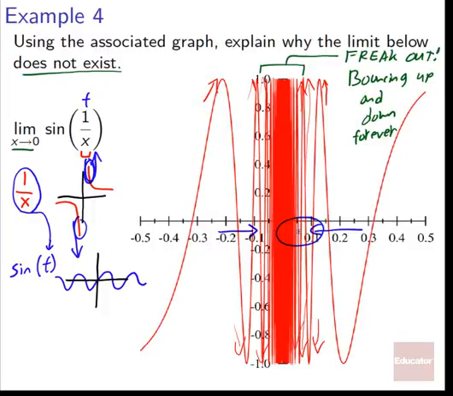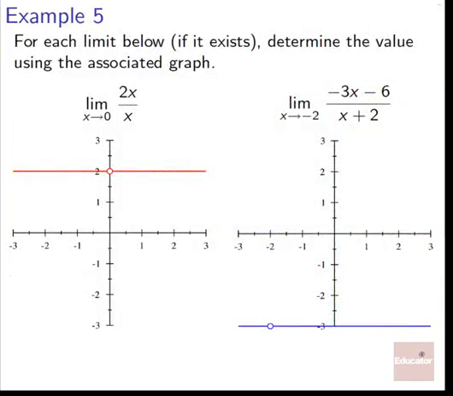All right, ready for our final example. For each limit below, if it exists, determine the value using the associated graph. So our first one, limit as x goes to 0 of 2x over x. Well, that one's pretty easy. It's clearly going towards 2 because it's just steady state at 2 all the time.